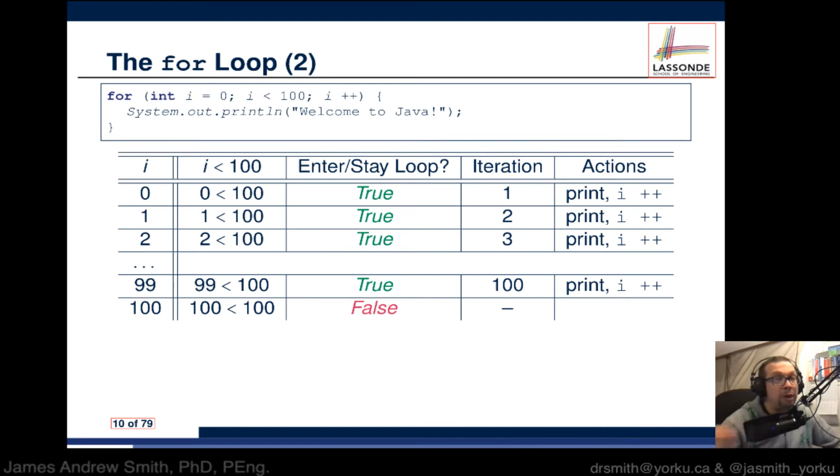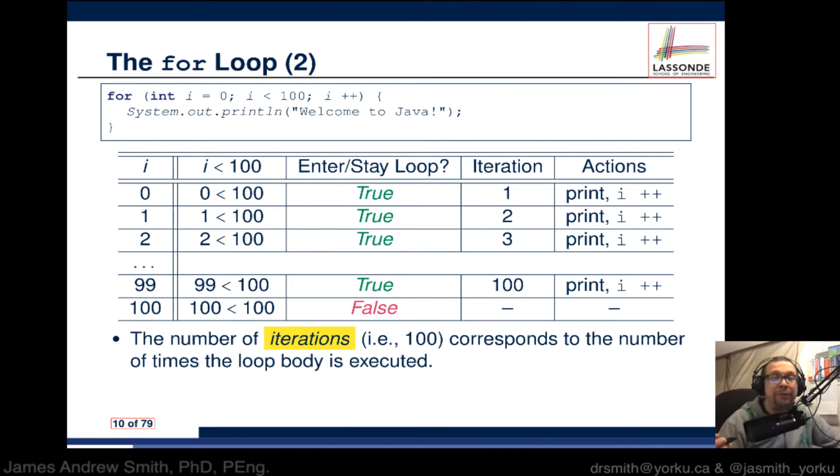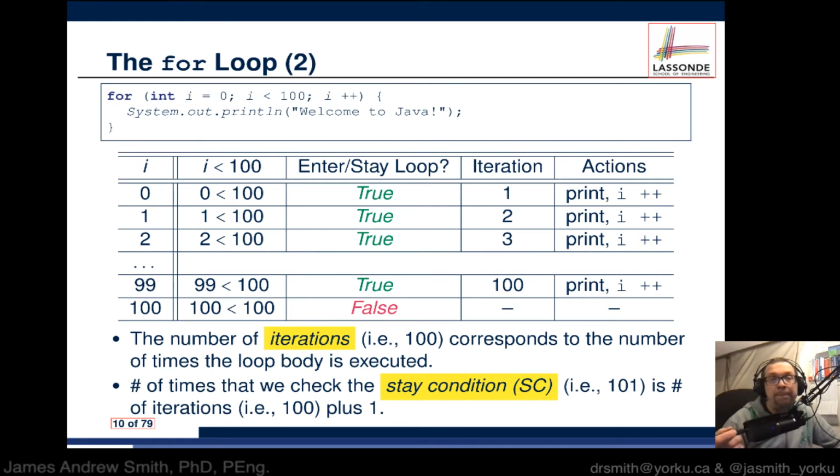We now will not continue on. We do not engage in any of the actions. So we do not do this, and we do not increment again. We simply exit. And so the number of iterations, in this case 100, corresponds to the number of times the loop body is executed. The number of times that we check the stay condition, that is to stay within the loop, we do that 101 times, the number of iterations, in this case 100, plus 1, because that last time is the one in which we say, nope, we're not staying in the loop, we exit.